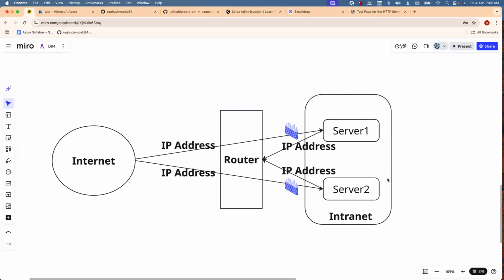One question: we have server 1 and server 2. These are doing intranet.